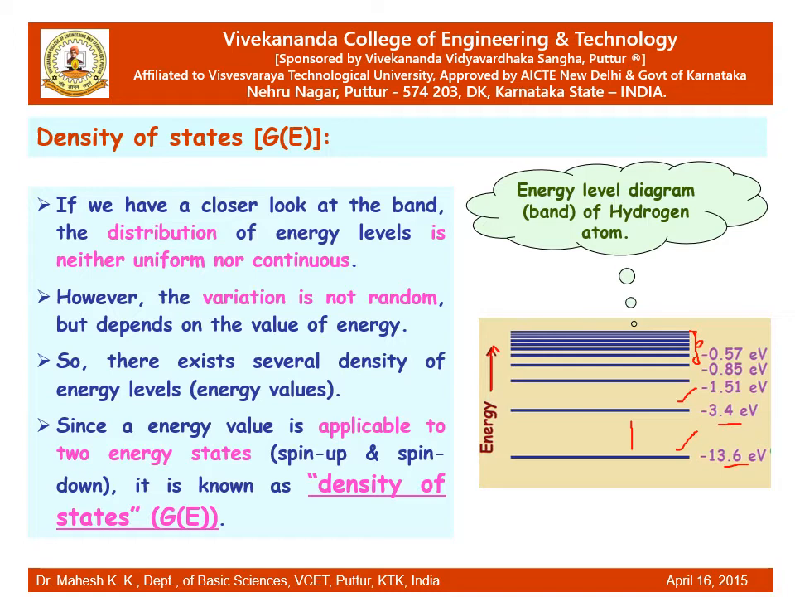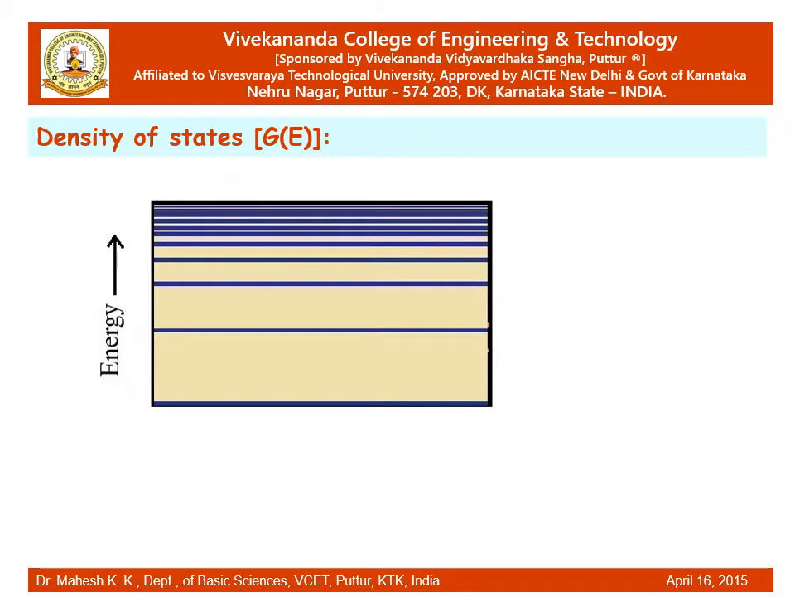Another thing is the variation is not random. It is not that any value it is occupying. It occupies only a specific, discrete value, which we call quantization of energy levels. So there exist several density of energy levels, and since the energy value is applicable to two states of the electron, for example, a spin up and spin down state, that is why we call it the density of states. In this slide, I am just showing the same thing singly.